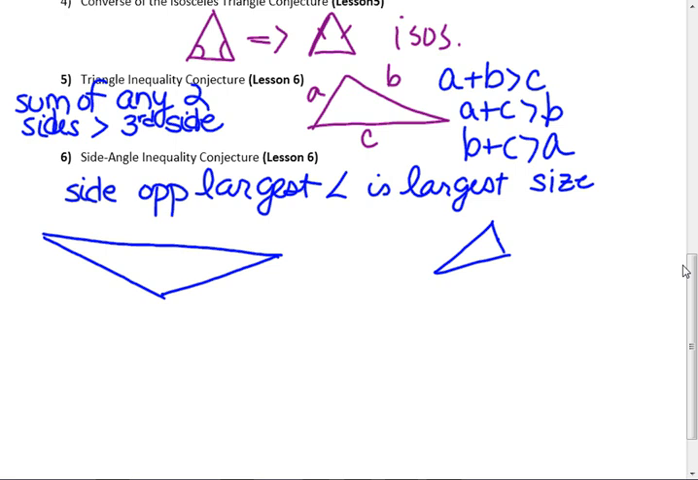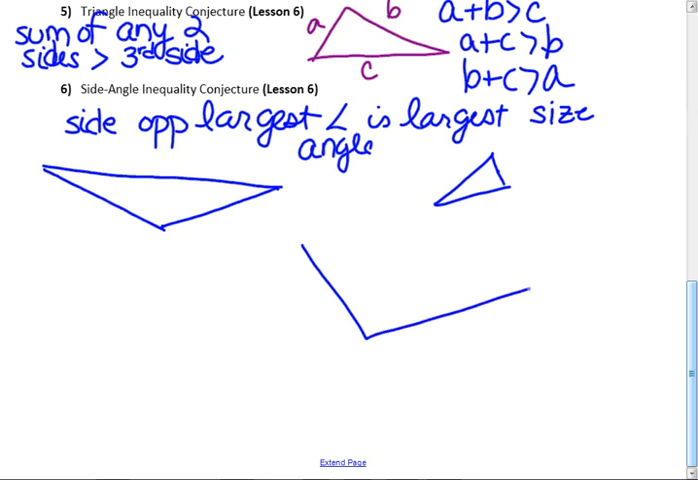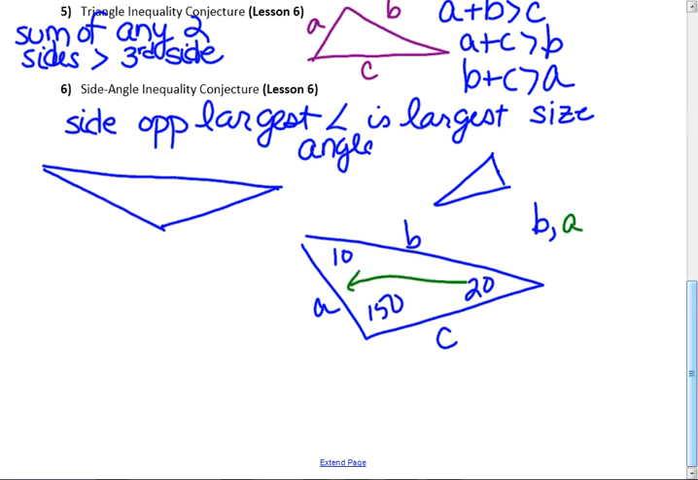The side opposite, this part right here, the largest angle is the largest side. So let me just make up a triangle here. So this is 150, this is 10, and this is 20. Order the sides from largest to smallest. So which is the biggest? B, followed by, it's the opposite side, so you've got to go across, so it's A. And then the last one, of course, is no choice but for it to be this way, C. All right.